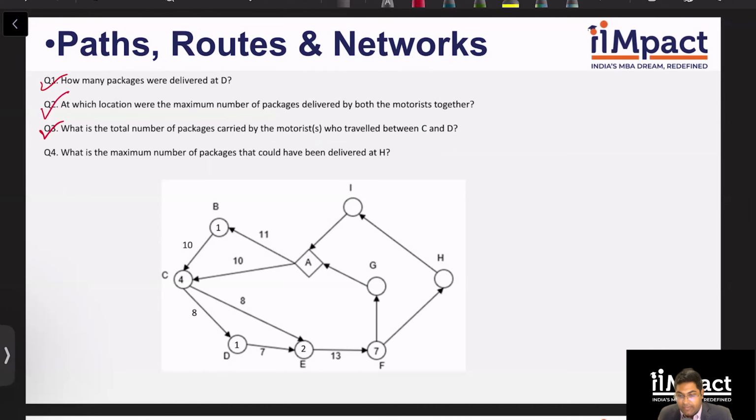And what is the maximum number of packages that could have been delivered at H? So total 6 have gone out of F. If I want to maximize H, I will minimize I and G. Minimum they can be 1 each. So H can be maximum 4, and that's it.